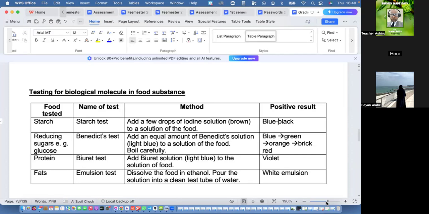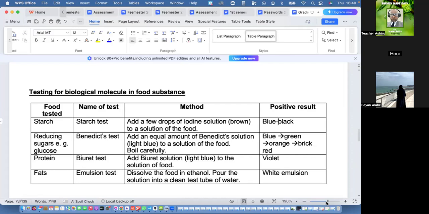The test for reducing sugar is called Benedict's test. So how do you do that? Add an equal amount of Benedict solution. Now, Benedict solution is the reagent, and the first one, iodine solution, is also a reagent. Reagents are what I usually call the substances used to test for biological compounds in food or other substances. So add an equal amount of Benedict solution, which is usually light blue, to a solution of the food. Then what do you do?